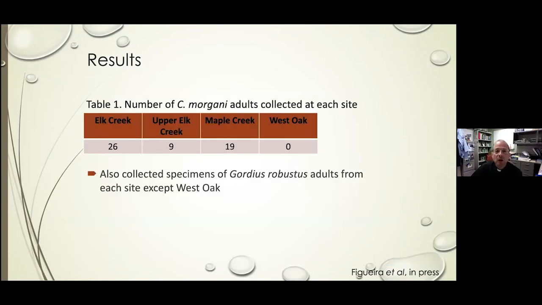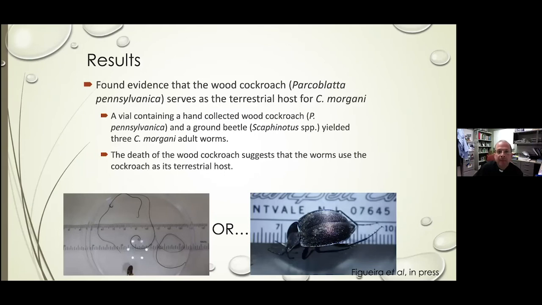Okay, so in 2017, we collected 26 adult Chordodes morgani in Elk Creek, 9 at Upper Elk, 19 at Maple, and there's nothing at West Oak. We also collected some specimens of a third species of horsehair worm, Gordius robustus, that is not one that I'm actively studying right now, but it is present here in Nebraska.